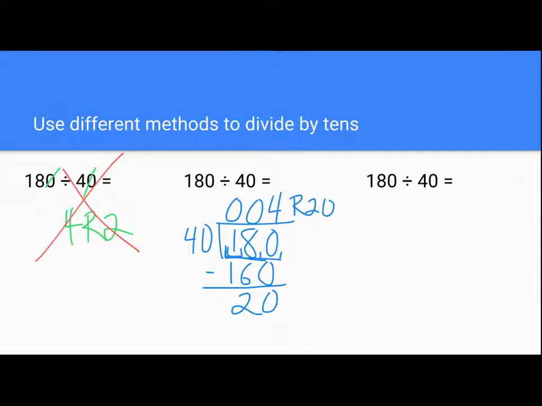And remember, the way that we like to write this is, now that we're in 5th grade, we're not going to write R20, we're going to write 4 and 20/40ths. The remainder is the numerator, and the denominator is our divisor. And if you want to simplify, you can. It would be 4 and 1/2.